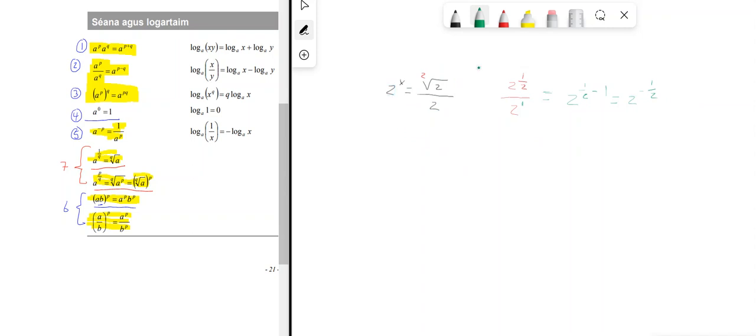So now we can make these equal to each other. It's going to be 2 to the power of x is equal to 2 to the power of minus a half. And now, because we have the same base, we can just forget the base number like we did with the last one, and make these equal to each other. So x then is equal to minus a half.